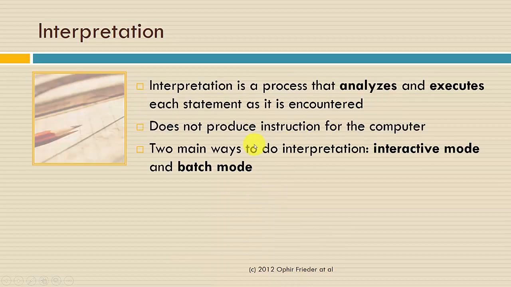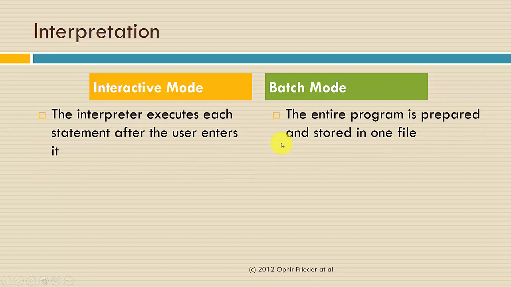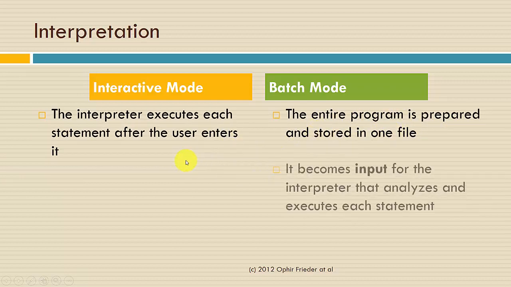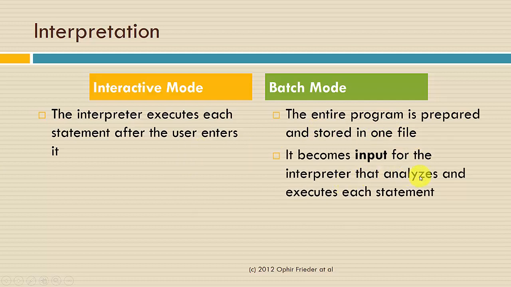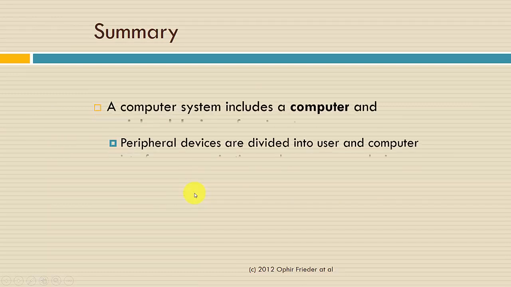Oh, one thing I didn't miss, there's two ways for interpretation, an interactive mode and a batch mode. Interactive mode means that as you're using it, the program is being interpreted. Batch mode would mean that when you run it, it's going to go ahead and interpret it, and then you'll be able to run your programs. So this talks a little bit about that. The entire program is prepared and stored in one file. And then, as you're running it, it becomes input for the interpreter that analyzes and executes each statement. So you're essentially telling it to run in a batch mode.